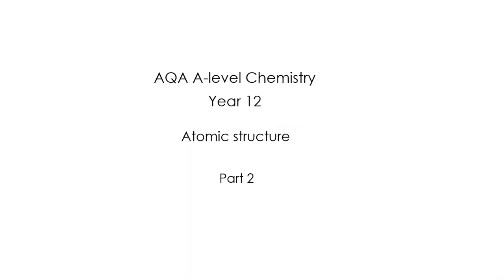This is part 2 of the AQA A-Level Chemistry Atomic Structure topic walkthrough. In the first section, we looked at electron configurations, isoelectronic species, and different ways of writing out electron configurations. In part 2, we're going to take a look at first ionization enthalpy, and in part 3, we will move on to look at mass spectrometry.